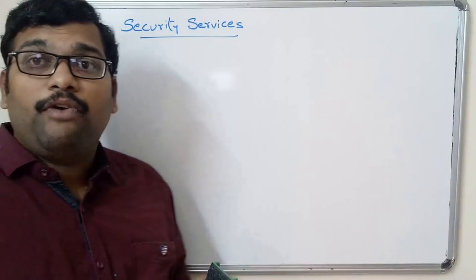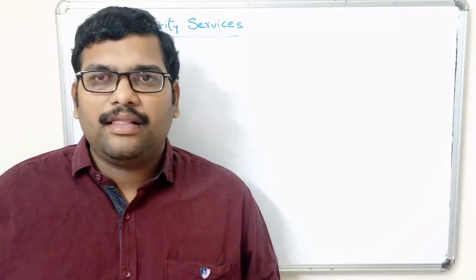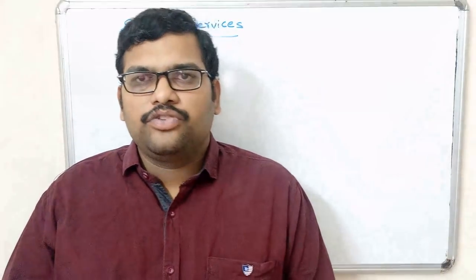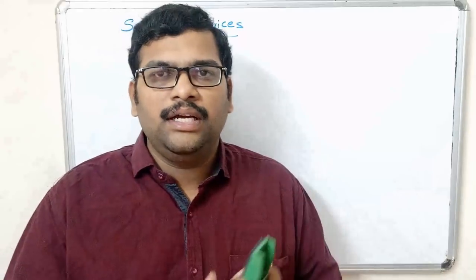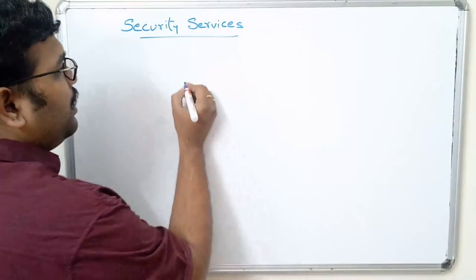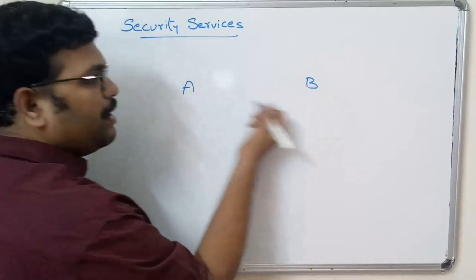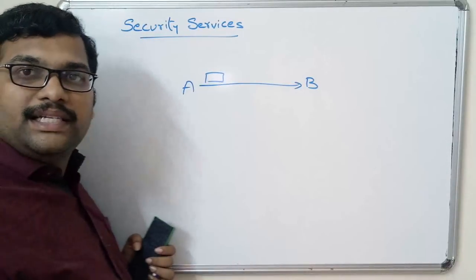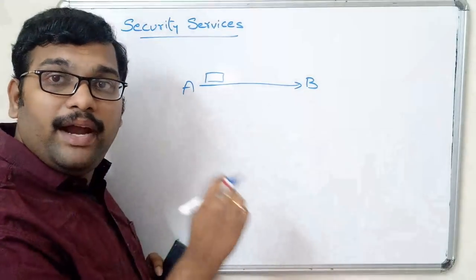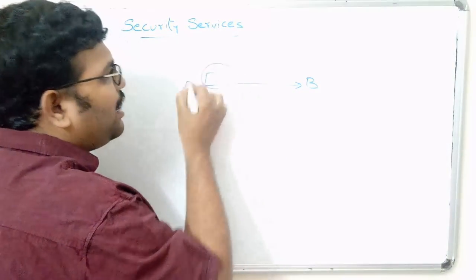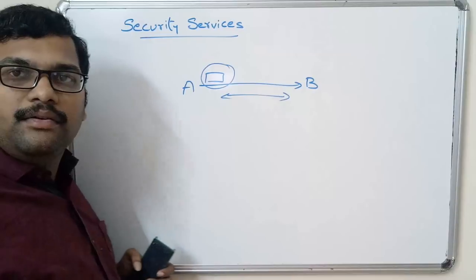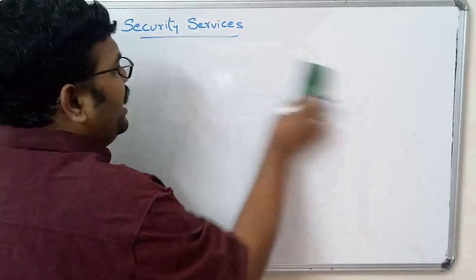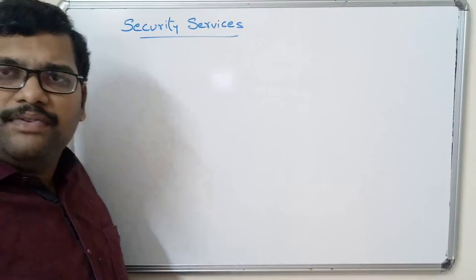So what are the services provided by network security? Here the question is, we are sending the message to the receiver, so how securely will the data be sent to the receiver. Here A is a sender and B is a receiver. A has to send a message to receiver B. So we have to provide security for this data over the network while transmitting from the sender to receiver. So here there are different security services.